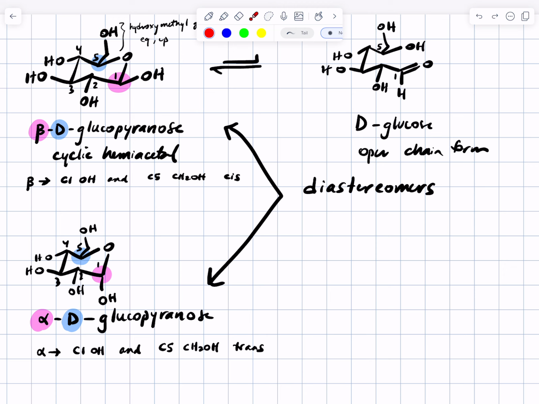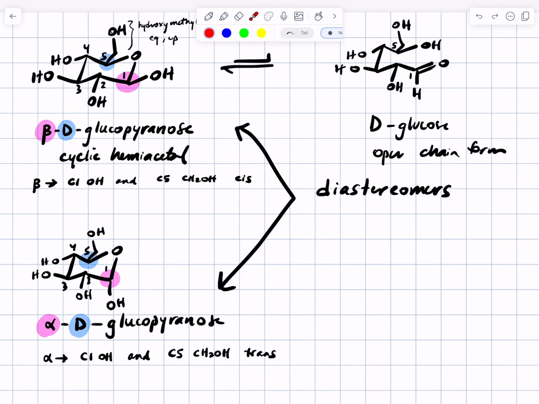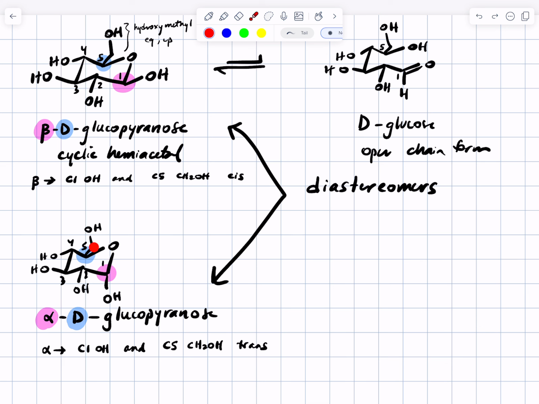If the alpha means that the C1 and C5 groups are trans to each other, could the one be equatorial up and the 5 be axial down? Yes, though that would be L configuration at C5. One thing I should mention is that most sugars in biology have this D configuration at C5. Not all of them. There are a few that are L, but for the most part, they're D. And we won't actually deal today with learning names of L sugars.